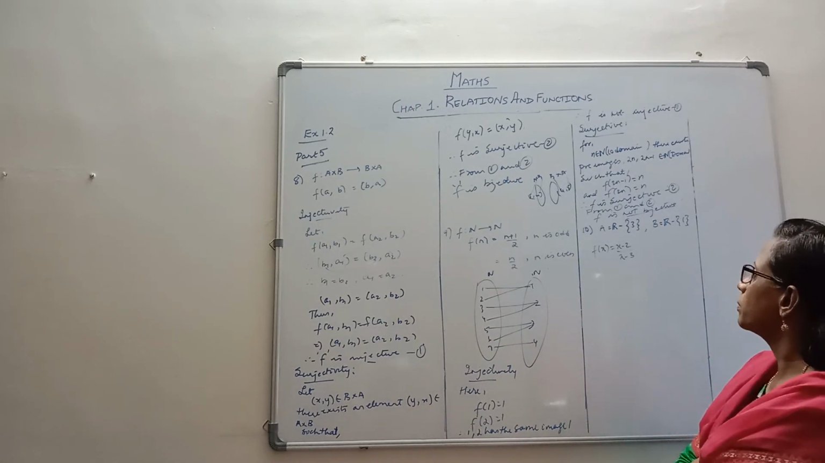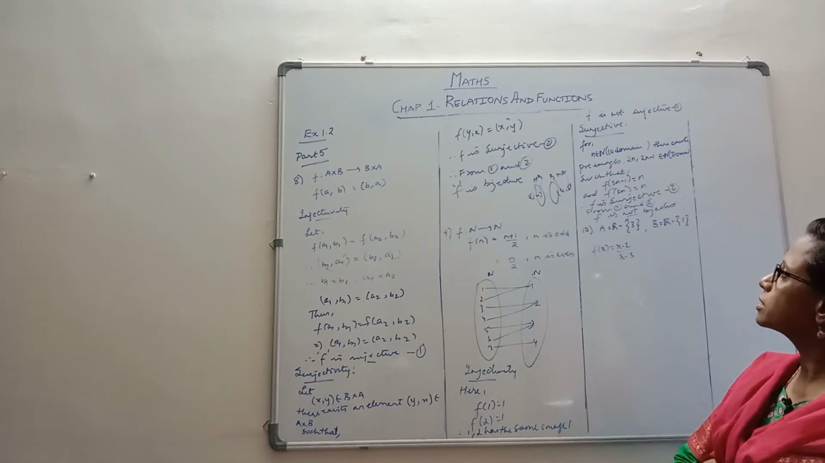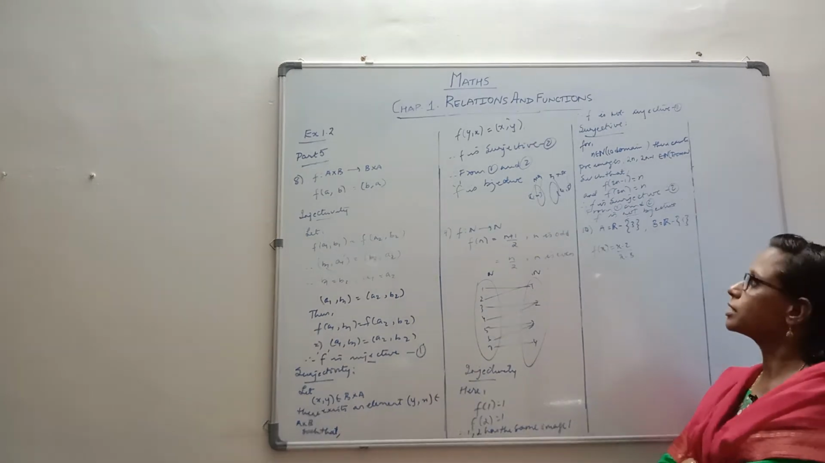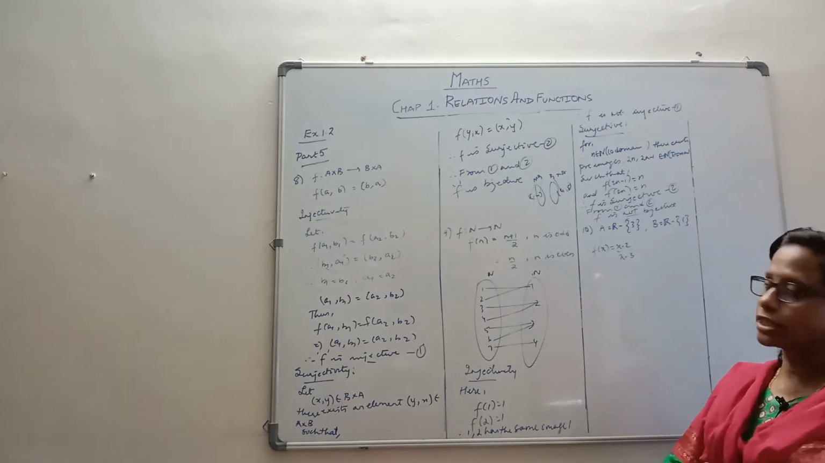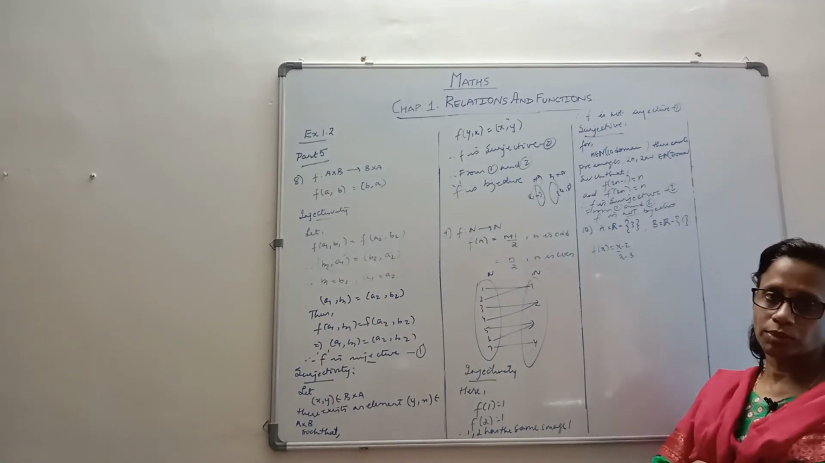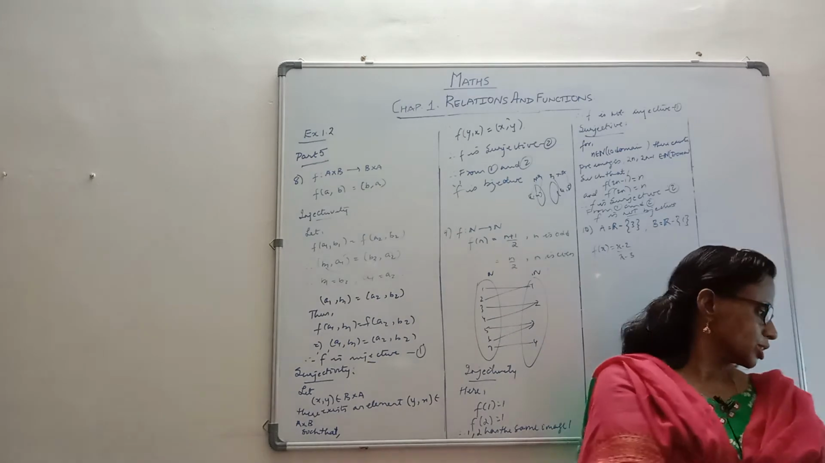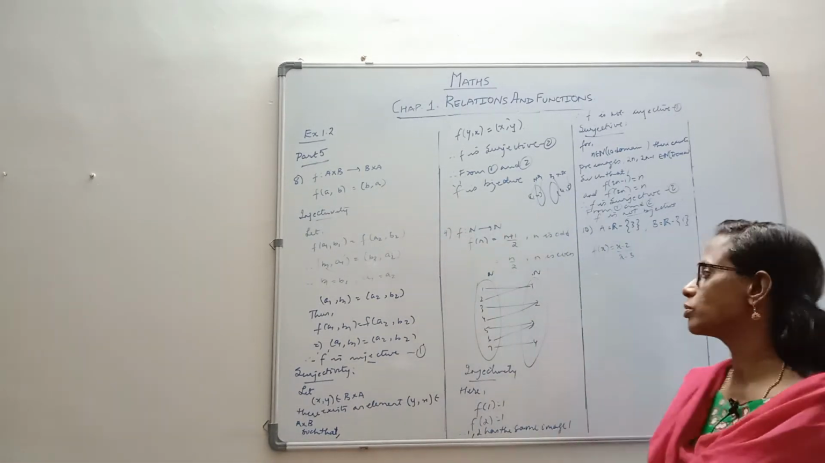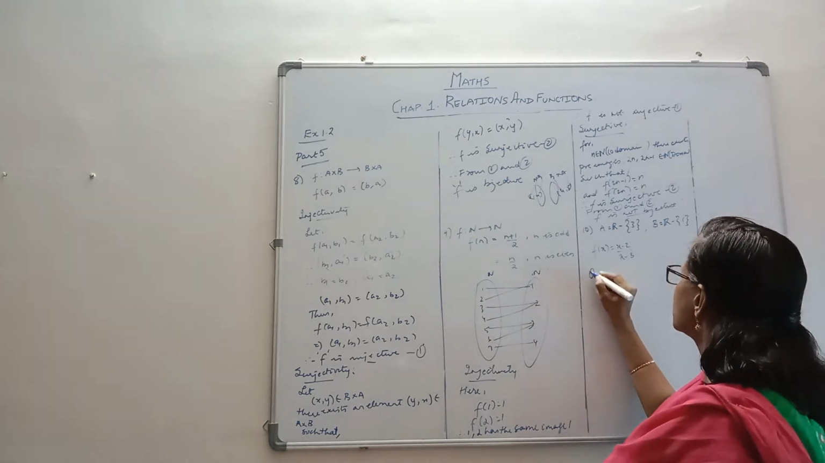Now we come to problem number 10, which is defined on the set A, that is real numbers minus 3, and B, real numbers minus 1. f of x is (x minus 2) by (x minus 3). Again, I think you have to check the bijectiveness. Check whether f is 1 to 1 and onto. So first we'll check the 1 to 1.